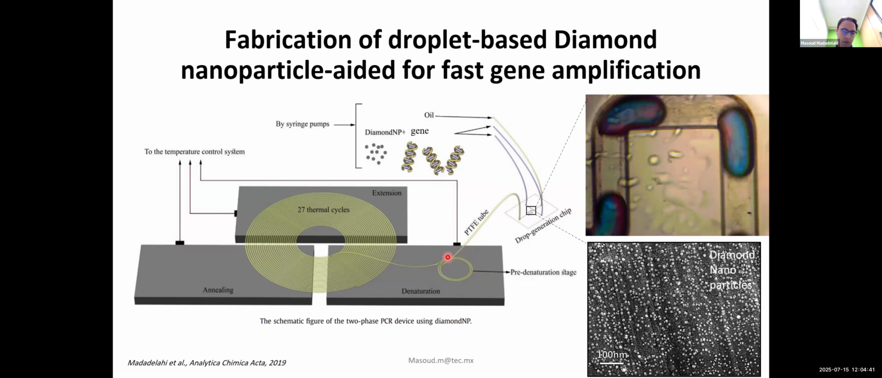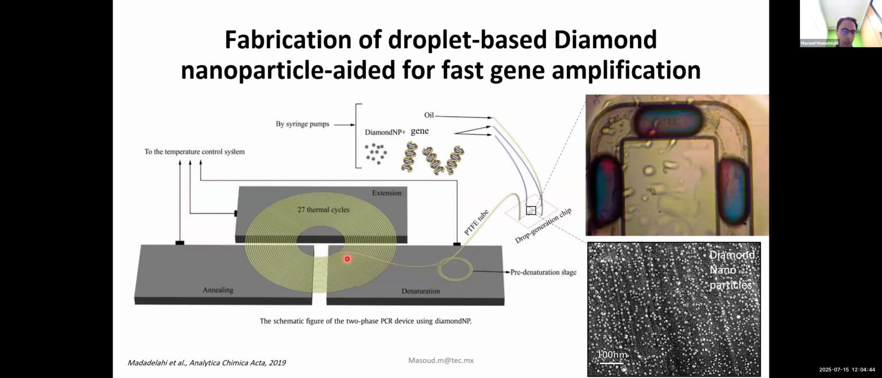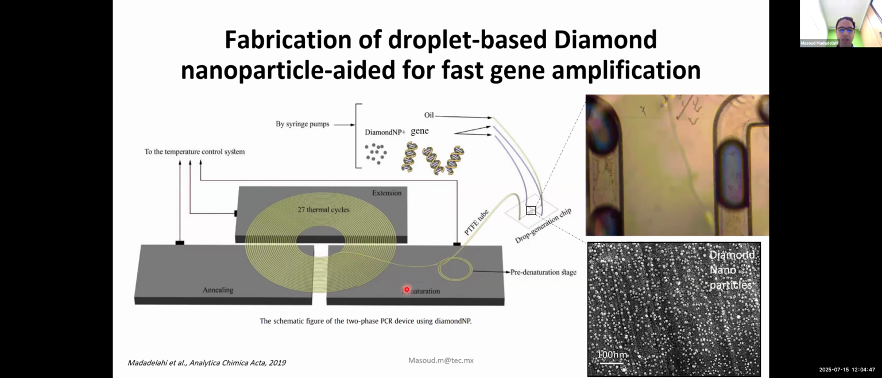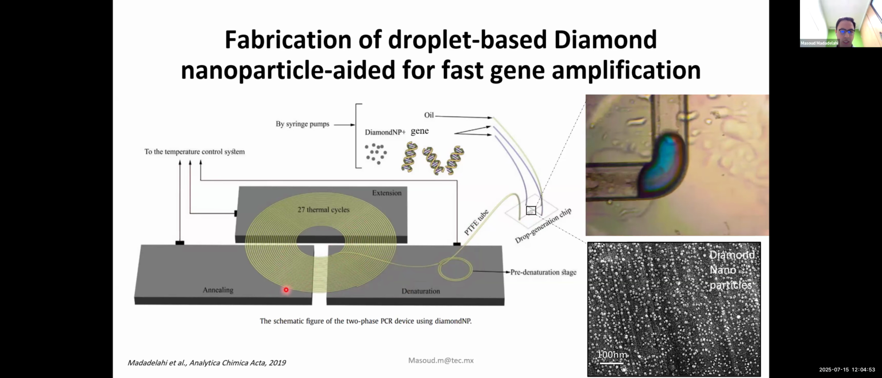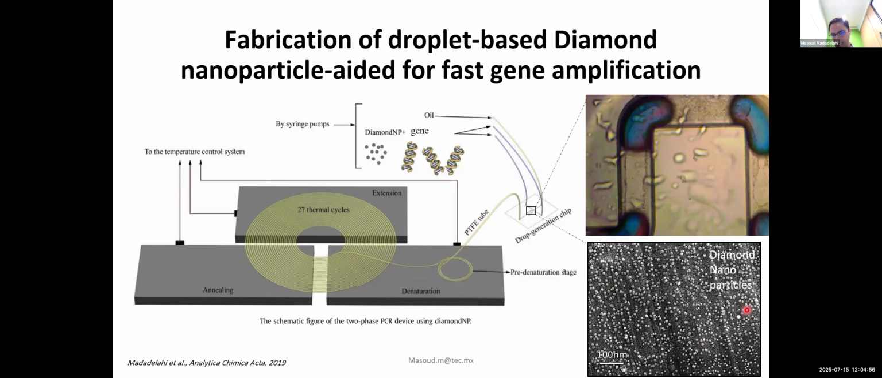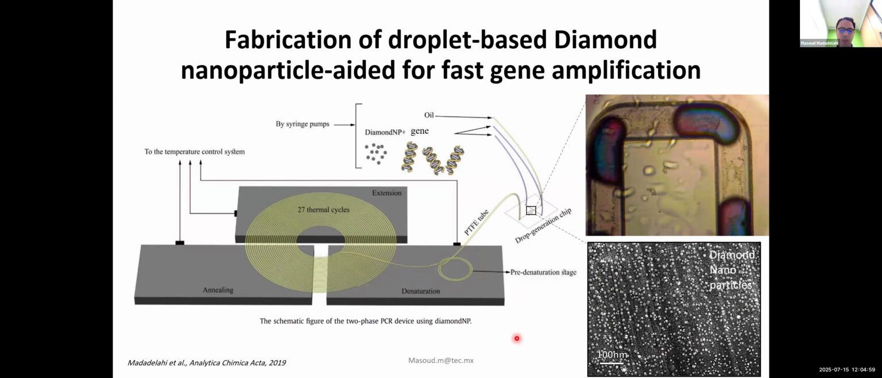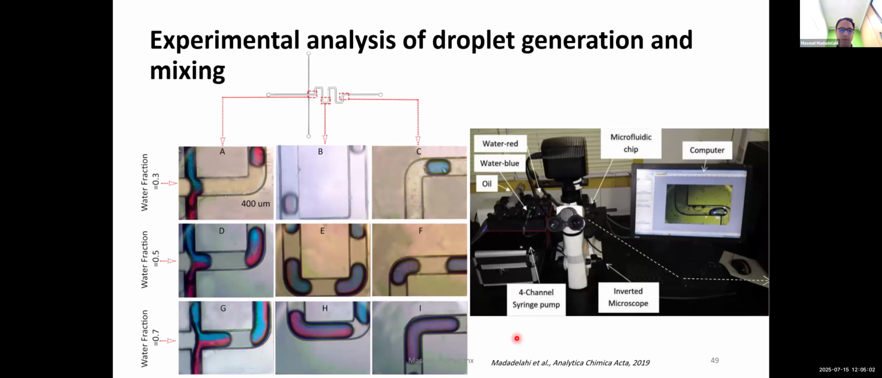And then those droplets go all the way through this very long tube. It was like 9 meters, I think, to experience those 3 temperatures: denaturation, annealing, and extension. And here you can see the SEM image of that diamond nanoparticle. Of course, you can have different droplet sizes like this. For example, here you can see the water fraction is 0.3. Here we have very small droplets. And by increasing that water fraction, you can go to liquid plugs, right, in your channel.